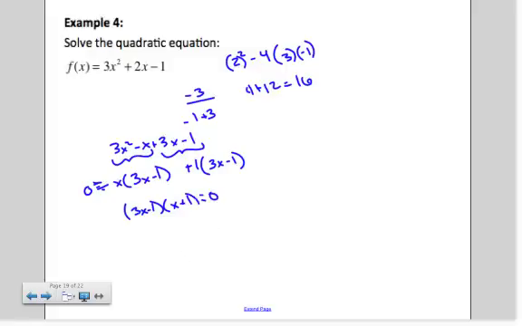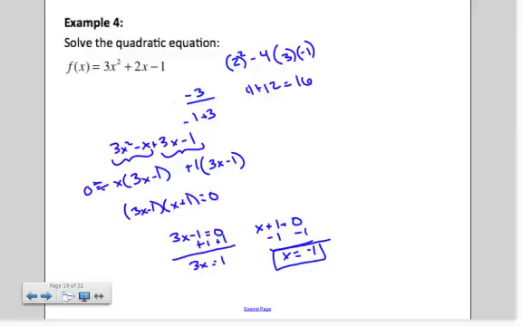So set each factor equal to 0. 3x minus 1 equals 0, and x plus 1 equals 0. So this one's the easier one. I'm going to subtract 1 from both sides, and I get x equals negative 1. Over here, I add 1 to both sides, and I get 3x equals 1. Divide both sides by 3, and I get x equals 1/3. There are my solutions.